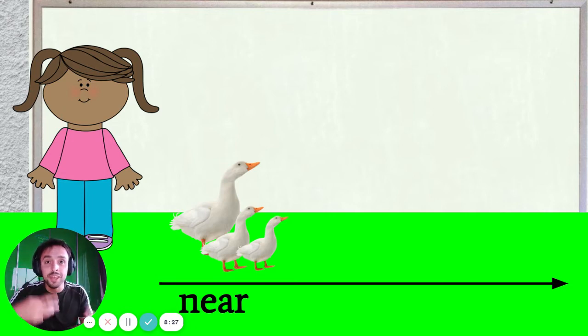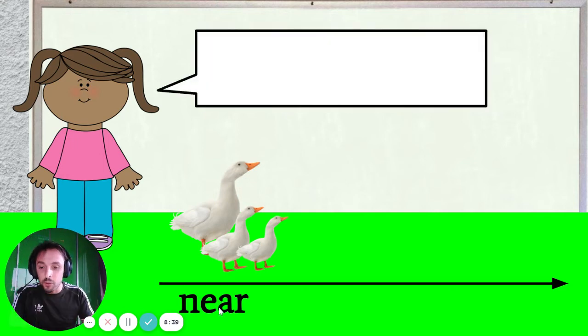It's two, three, four, five, six, seven, eight, nine, ten. More than one. Bigger than one. And near. More than one and near. What is the question? We don't say, what's this? We don't say, what's that?